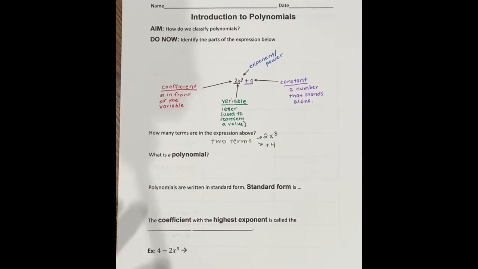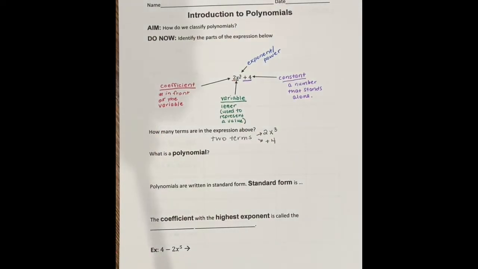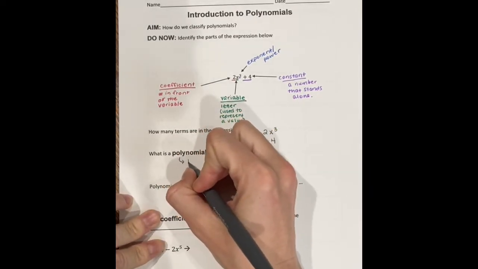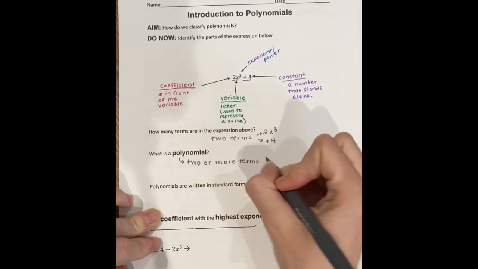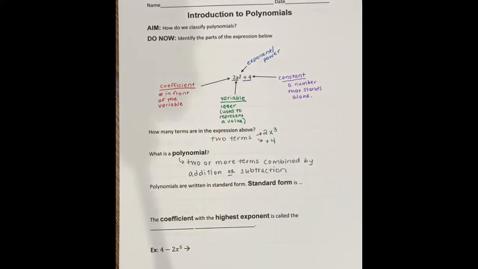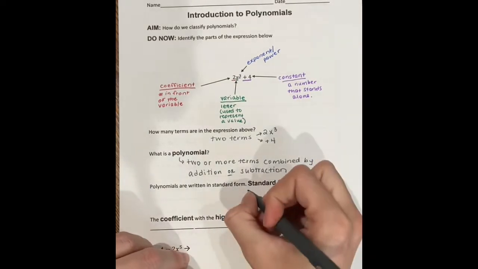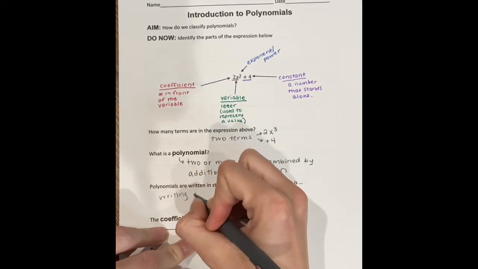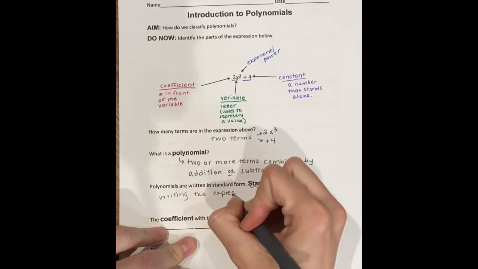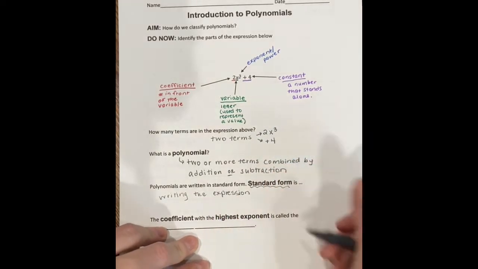All right? So then we have a definition. We need to first know what a polynomial is before we get started on classifying the different polynomials that we have. So what is a polynomial? A polynomial is 2 or more terms combined by addition or subtraction. And now when we have polynomials, we always want to write them in what we call standard form. Standard form is writing an expression from the highest to the lowest exponent.